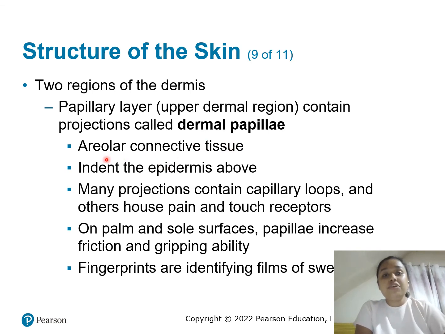The connective tissue here you can find is your areolar connective tissue. It indents the epidermis above and has many projections that have capillary loops, and some house your pain and touch receptors. On your palm and your sole surfaces, the papillae increase friction and gripping ability. So it adds to your grip. And your fingerprints are due to your papillary layer in your skin.